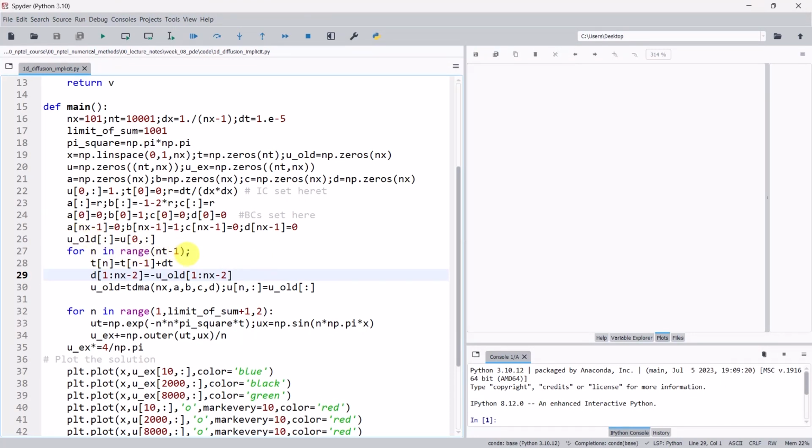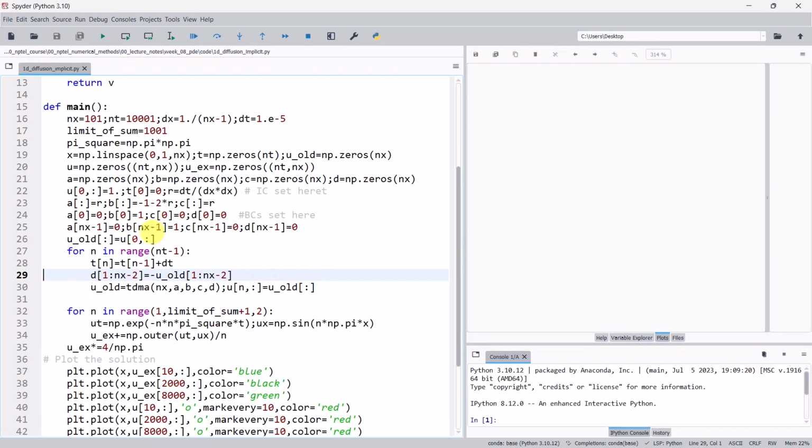As I get into the time loop, first I calculate the time. This time t is not important for numerical calculation, but it is important for the analytical solution, where we have to explicitly give the value of time. Then I come to d. Because d is changing at every time level, d is equal to negative of u old, which comes from the previous time level, going between 1 to nx minus 2. 0 and nx minus 1 come from boundary conditions, so we don't want to fiddle with them. Between 1 to nx minus 2, it is negative of u old, so that is how I have set my d.